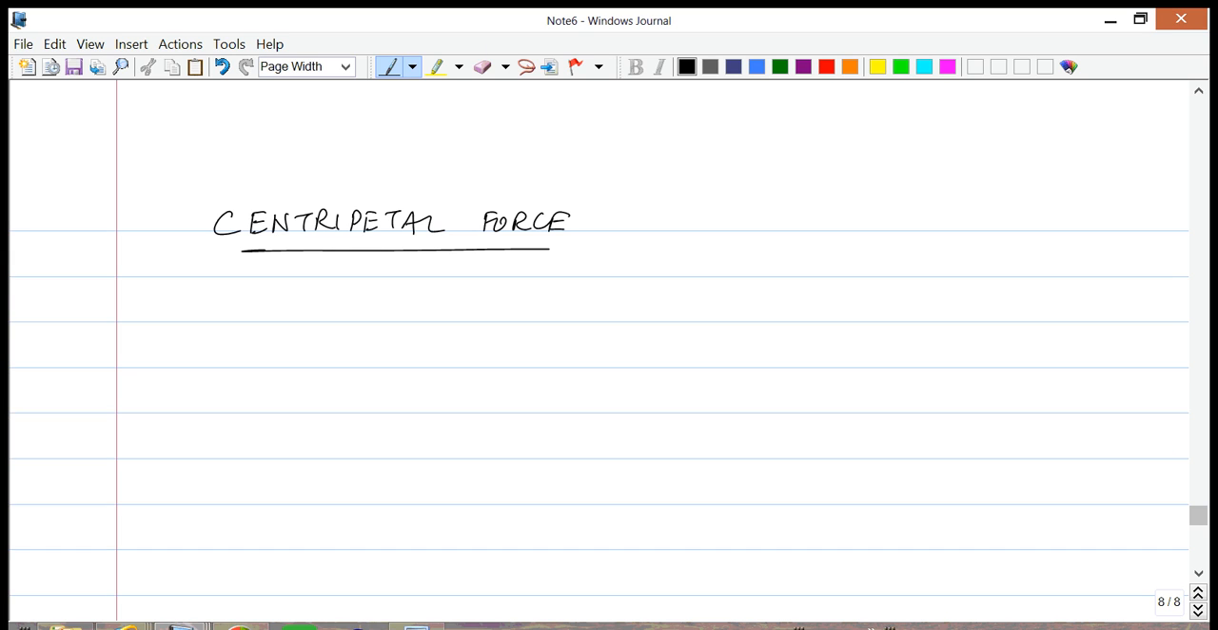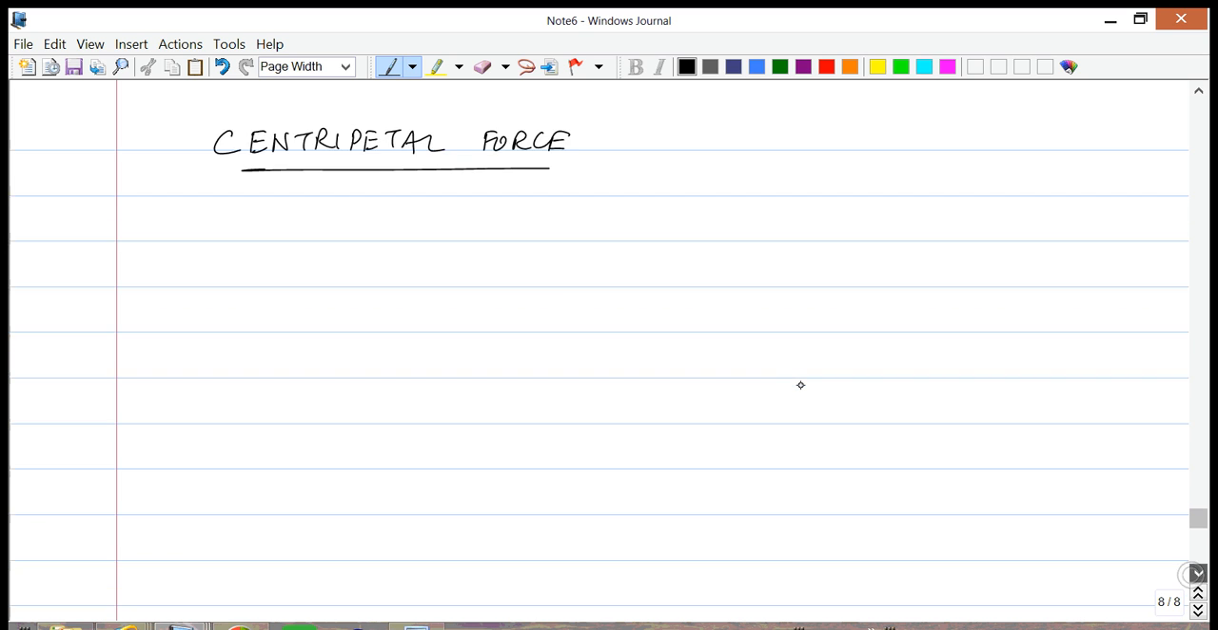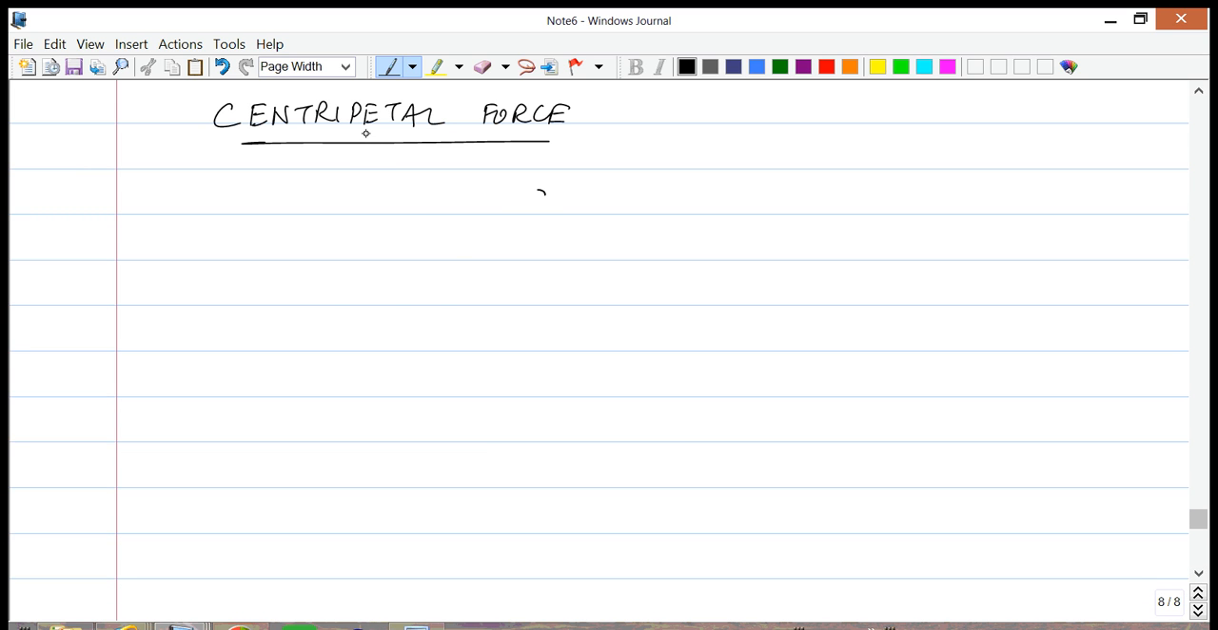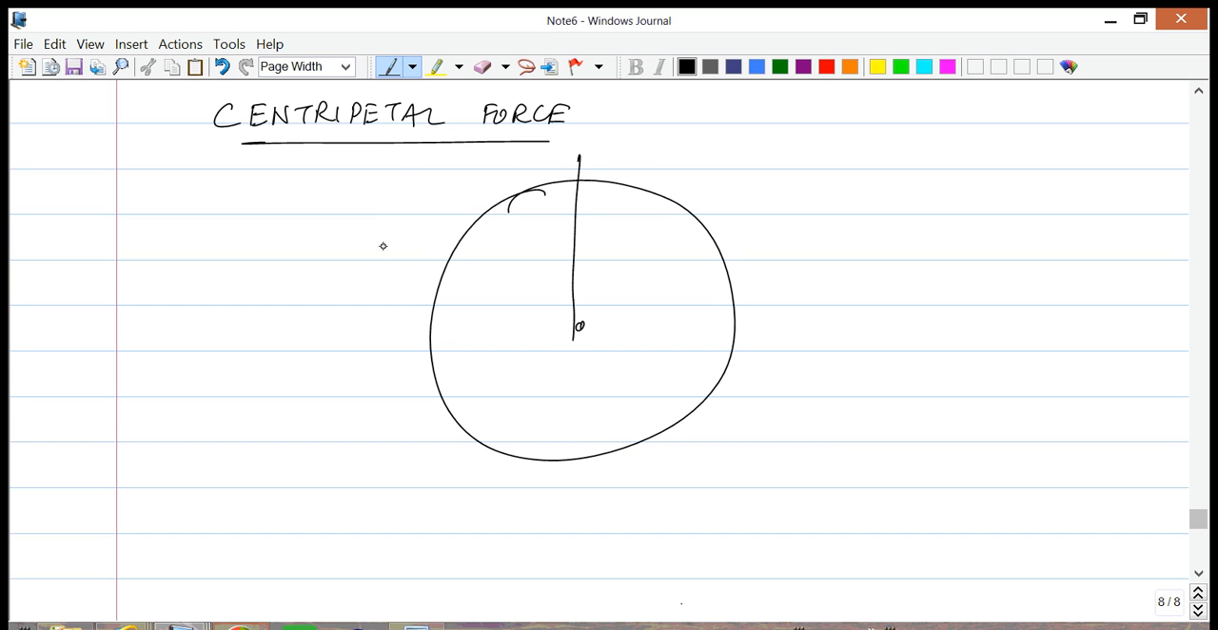Okay, we're now ready to define what the centripetal force is. What we've looked at so far is that if an object moves in a circle uniformly with constant speed, then although the speed remains fixed, the velocity changes. If the velocity changes, there must be an acceleration. And what we showed is that this acceleration has a value of a sub c equals v squared over r. It is always directed towards the center.